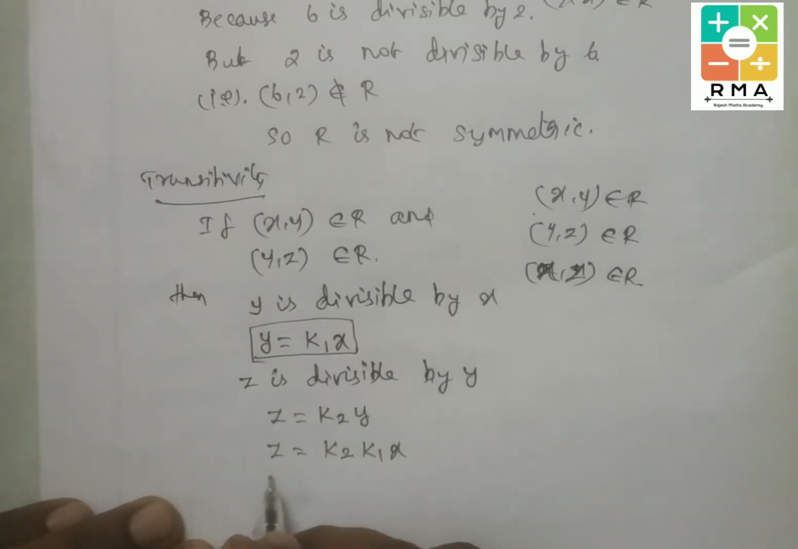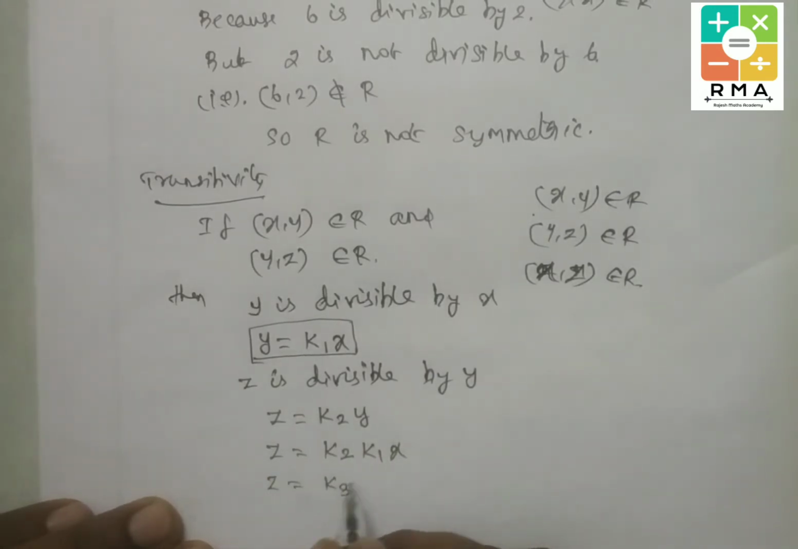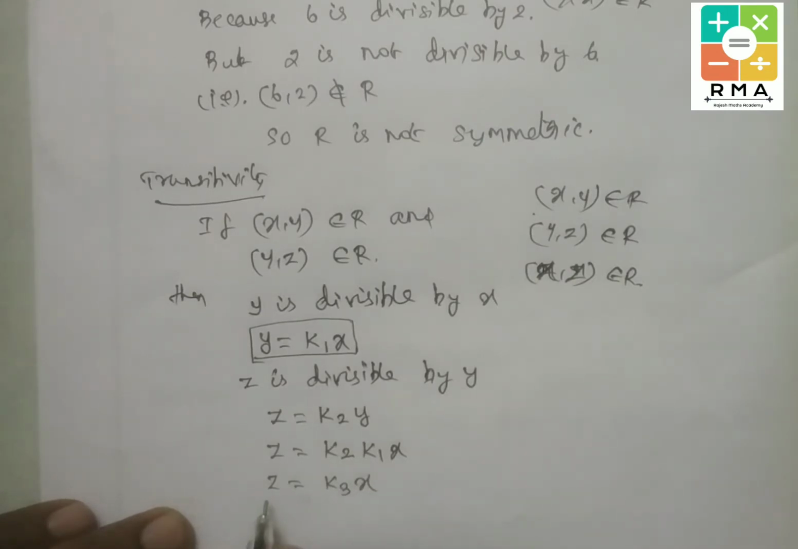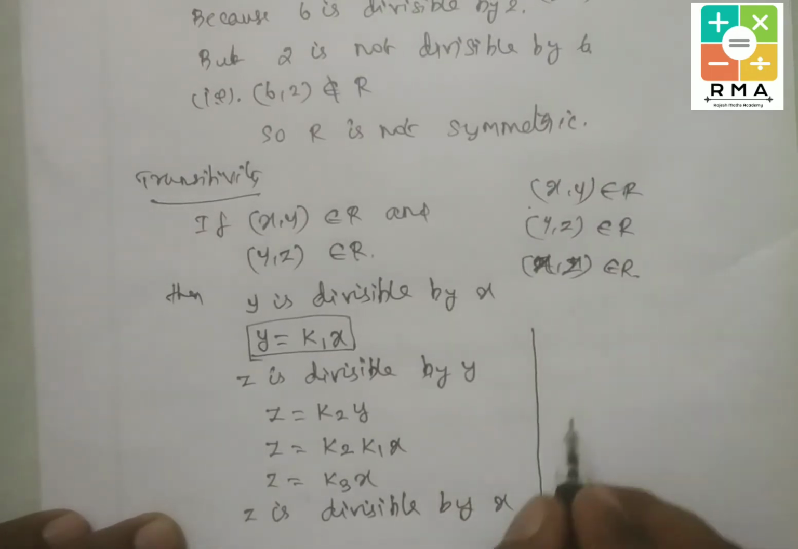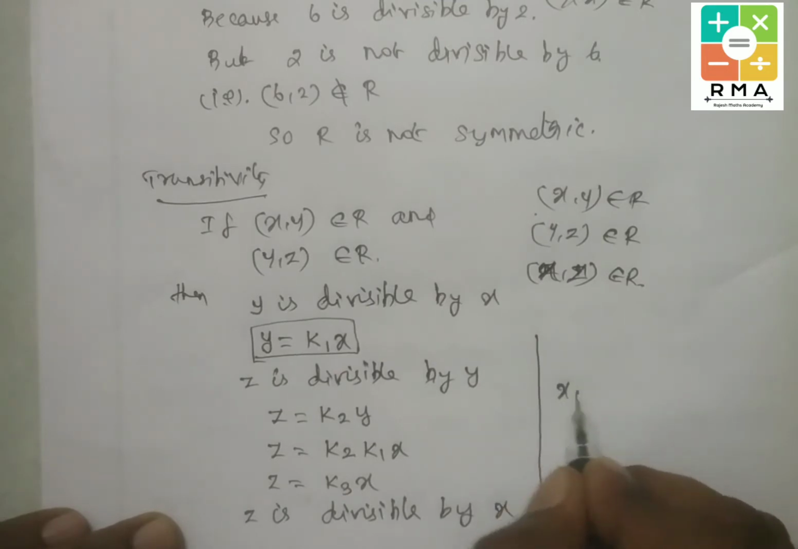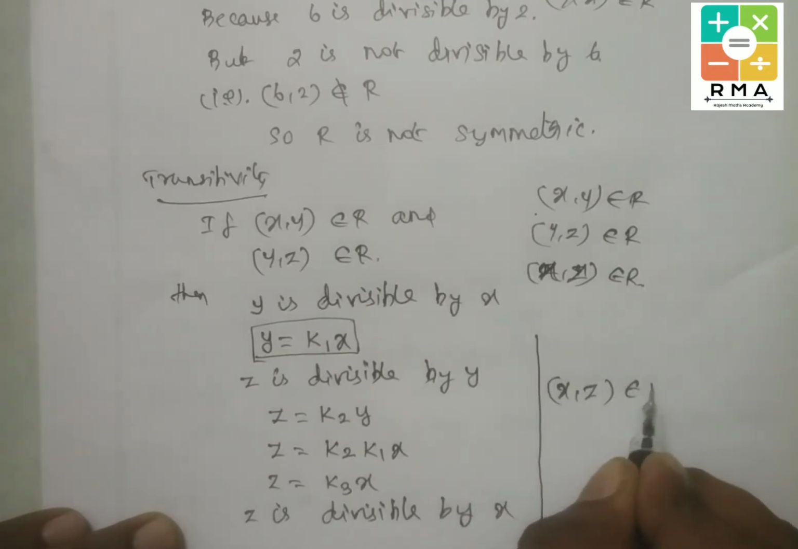So this is equal to what? z equal to some constant, because k1 is a constant, k2 is a constant. Multiplication of two constants is also a constant. So k3 into x. So I got z equal to k3 into x, which means x is a factor of z. So z is divisible by x. Z is divisible by x means what we can say? (x, z) belongs to R.